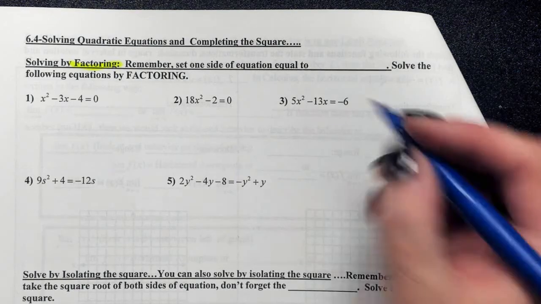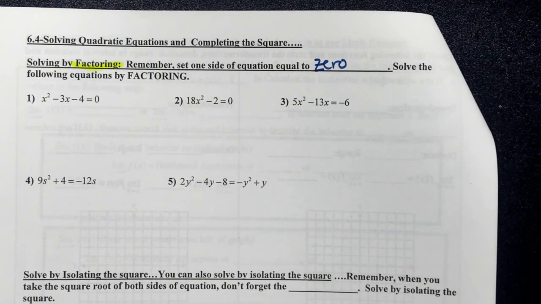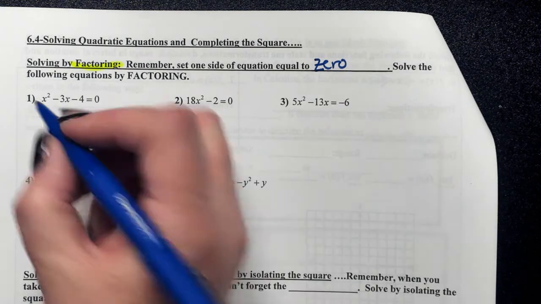By factoring, you want to get one side of the equation equal to 0. So in number 1, we already have a 0 on one side of the equation. I know there's a lot of techniques out there that you may have been taught to factor. I don't care what method you use as long as you know how to factor. So let's take a look.